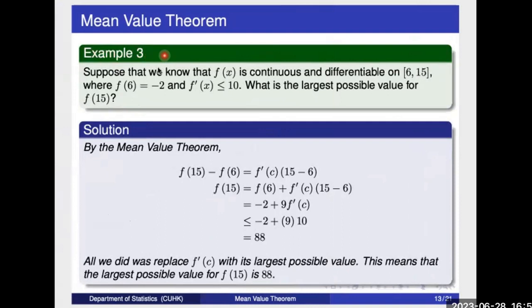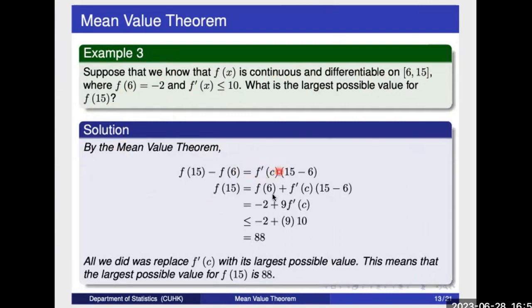We are given a function f(x) that is both continuous and differentiable on [6, 15], where f(6) equals -2 and f prime of x is less than or equal to 10. Our objective is to determine the largest possible value for f(15). To achieve this, we apply the mean value theorem to find that there is a number c such that f prime of c equals (f(15) minus f(6)) divided by (15 minus 6).